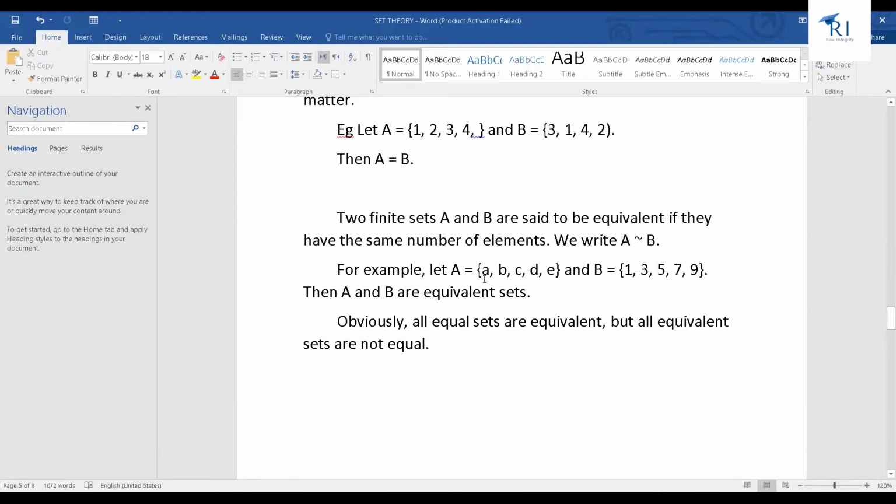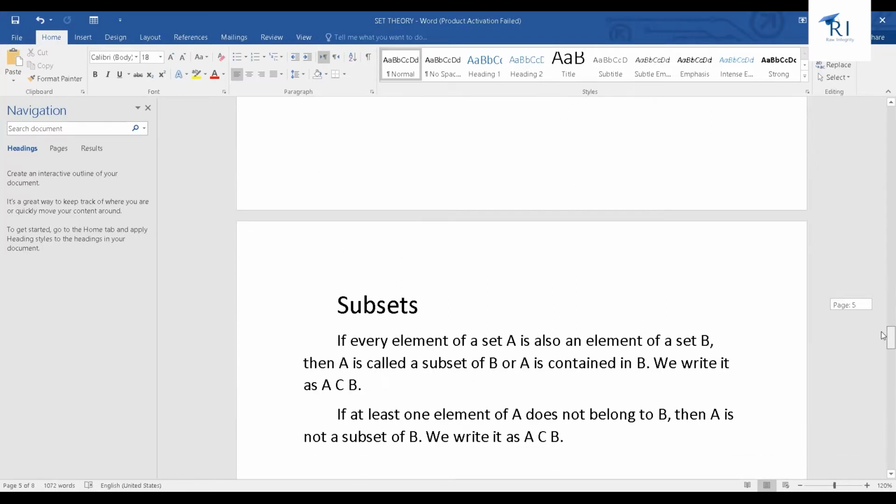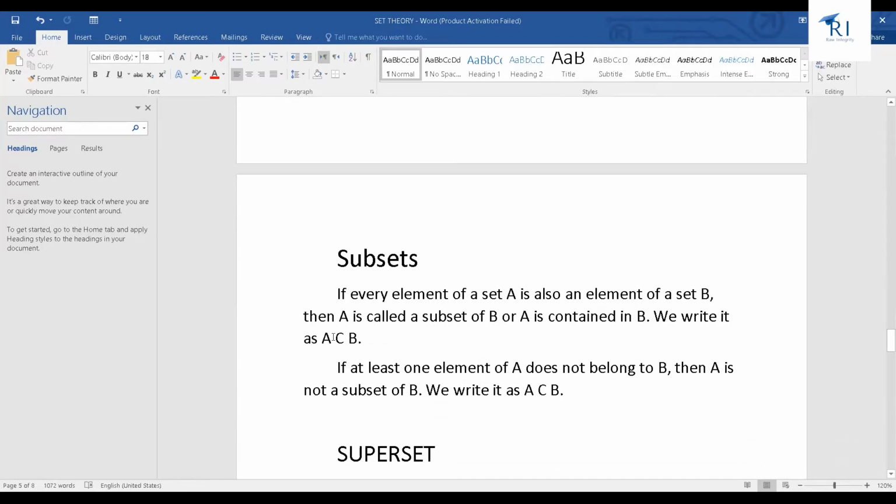we have set A is A, B, C. No, it's not this example, sorry. Here, in this example, we have set A is 1, 2, 3, 4, and set B is 3, 1, 4, 2. The same elements in this set are present in the other set. So we can say A is a subset of B, or B is a subset of A, because the same elements present in A are present in B. And it's represented by a small c. Here, we say A is a subset of B.